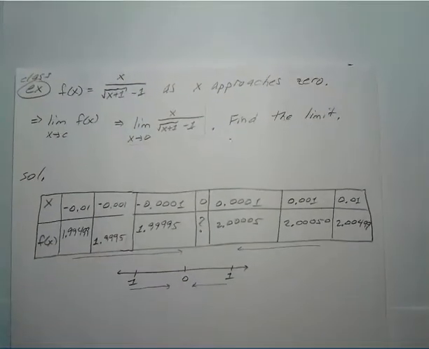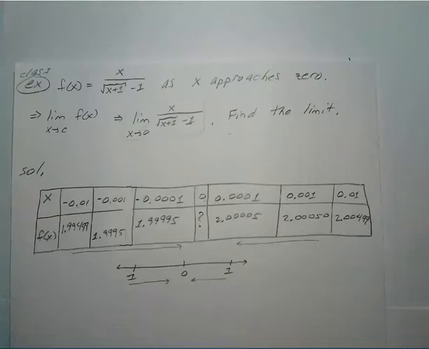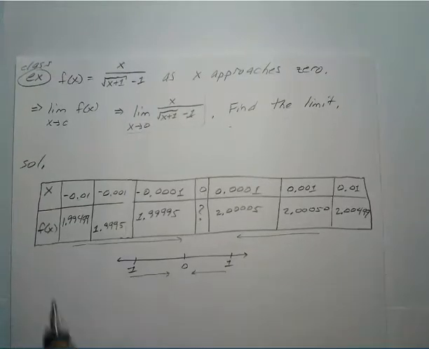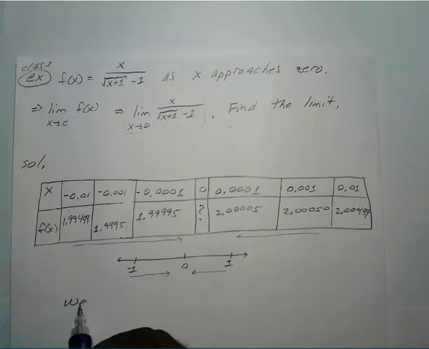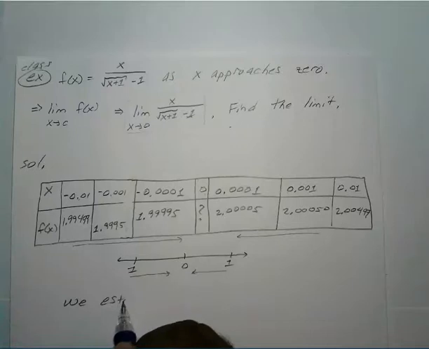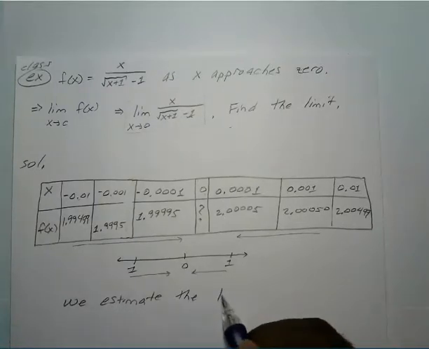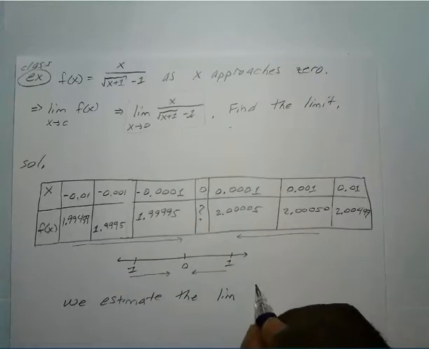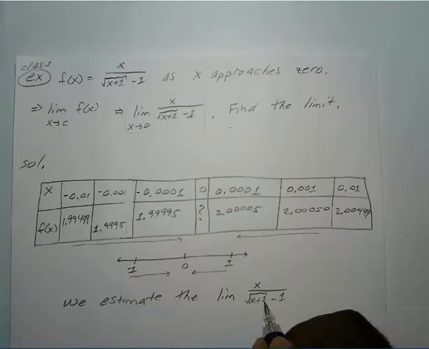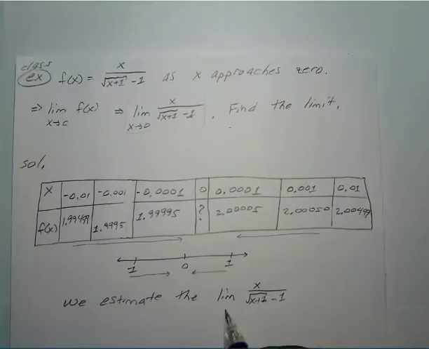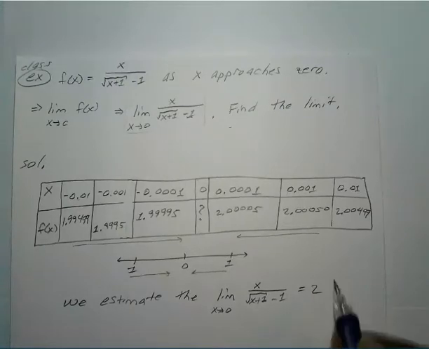Okay, now since both sides appear to be getting closer and closer to 2, we can estimate the limit of x over square root of x plus 1 minus 1 as x approaches 0 is equal to 2.